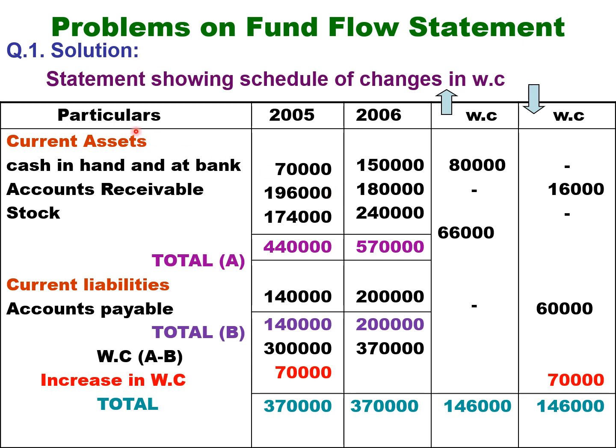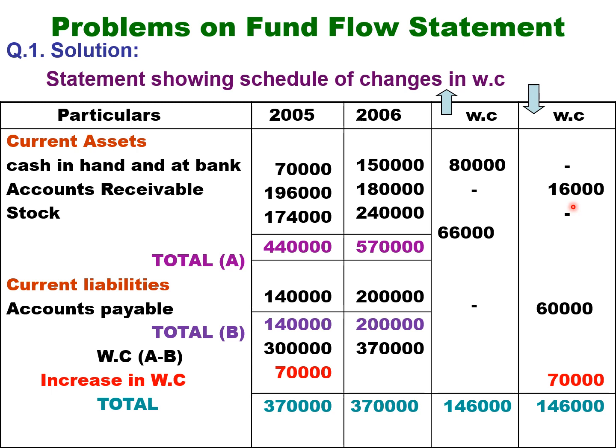So student, this is a statement of changes in working capital. We have already worked out some problems on this. So cash in hand at bank last year 70,000, current year 1,50,000. There is an increase in working capital to the extent of 80,000. Accounts receivable last year 1,96,000, current year 1,80,000. There is a decrease in working capital to the extent of 16,000.